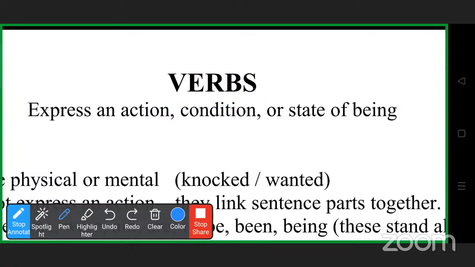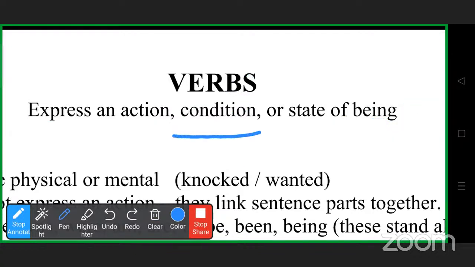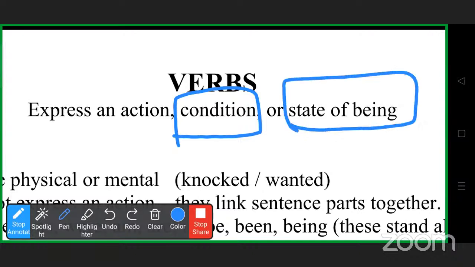So first of all, the basic definition: a verb expresses an action. It also expresses a condition or state of being. Condition and state of being are one and the same thing. If it expresses a condition, there is no action happening, but there is a condition that applies, or a state of being. State of being means the state of existence. If something occurs, that doesn't signify action, but still it is a verb.